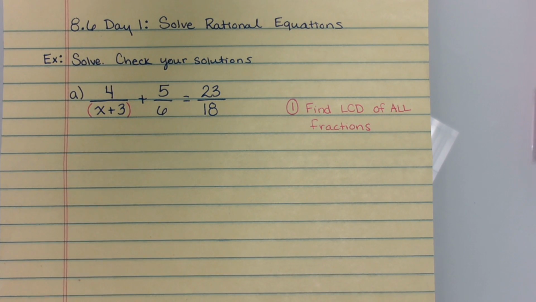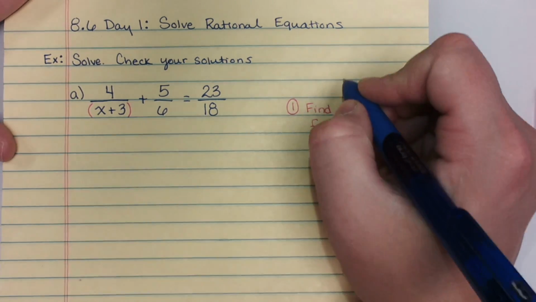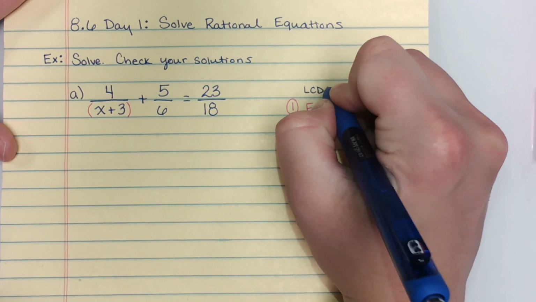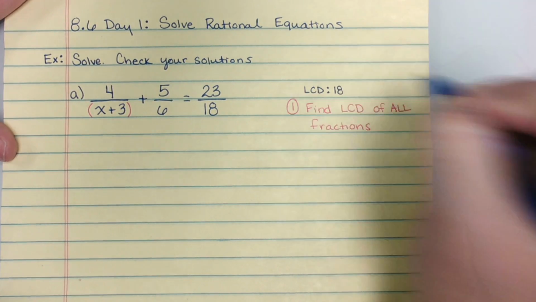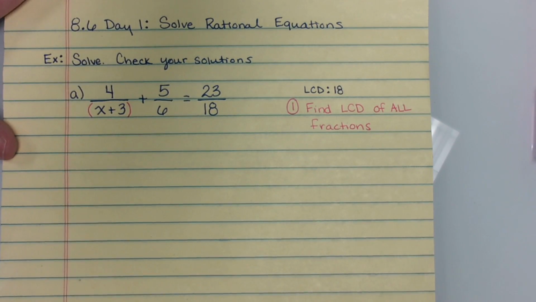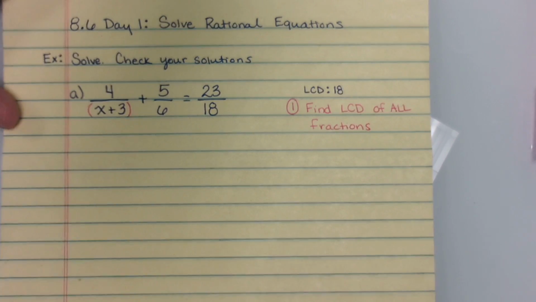Okay, finding the least common denominator. I look at monomials first. My monomials, I have technically a 1 in front of the x plus 3. Not helpful. But I have 6 and 18. What's the smallest thing both 6 and 18 could commonly be? 18. I can turn a 6 into an 18. And for binomials, what do I need? x plus 3.